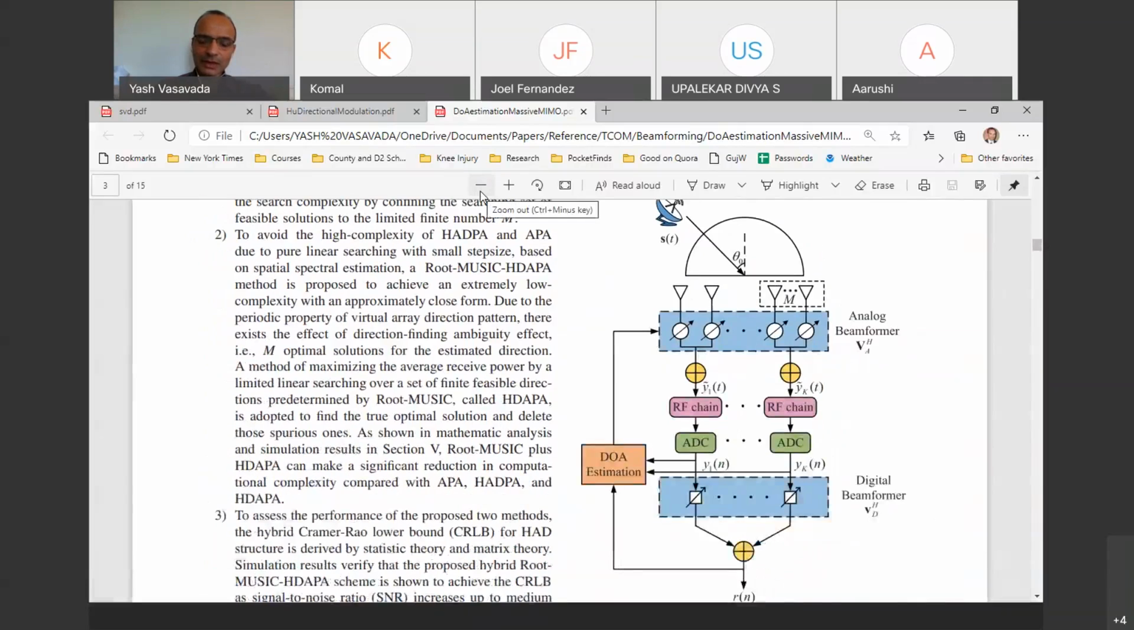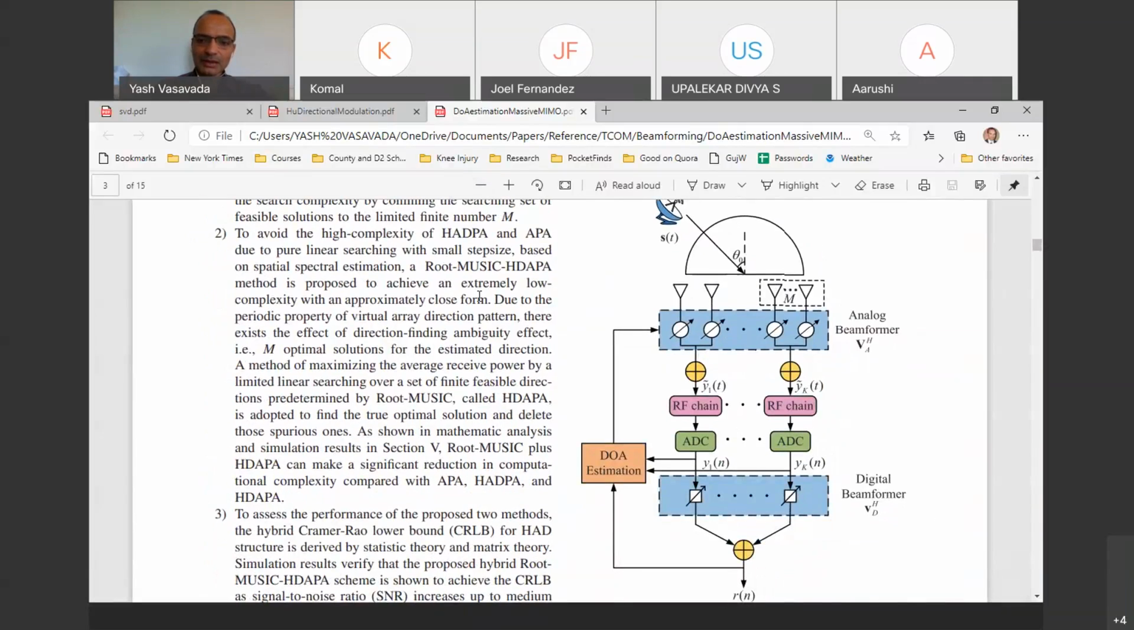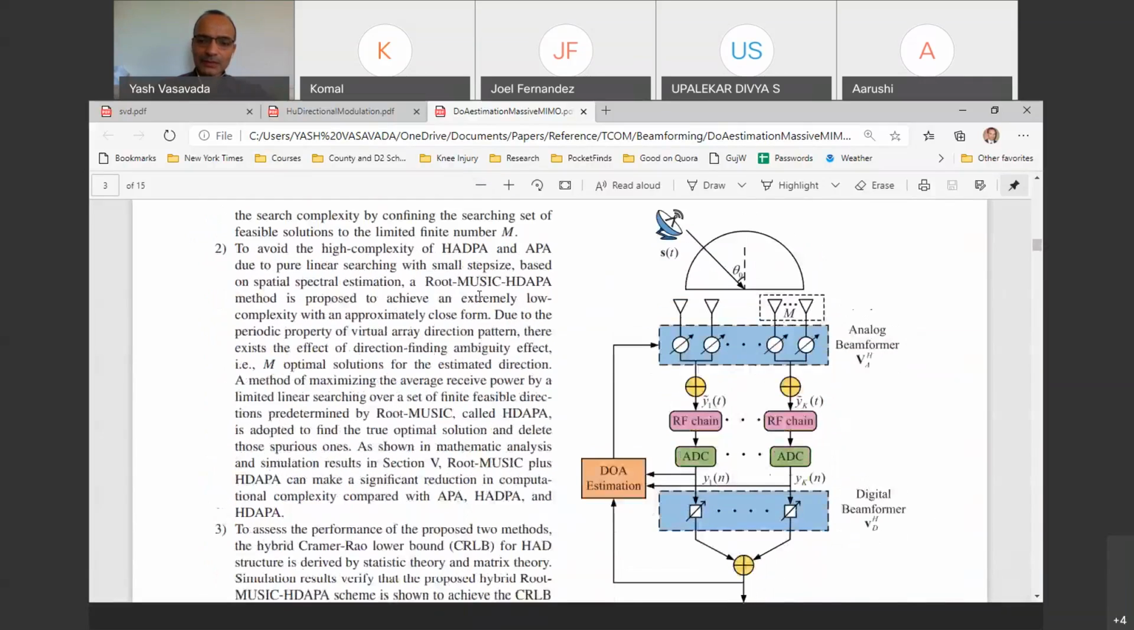This is the key figure of hybrid beamforming or hybrid DOA estimation. What do you think? Makes sense? What they're doing? Do you understand what they're doing and why they are doing it?